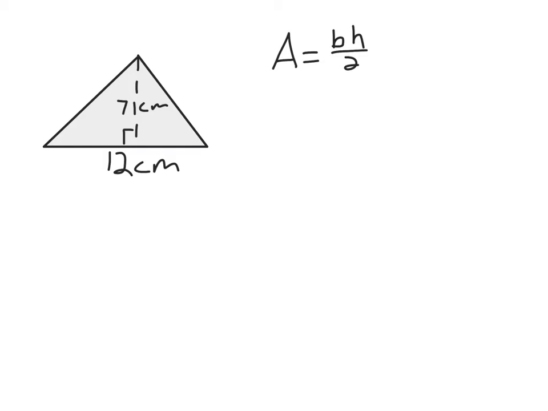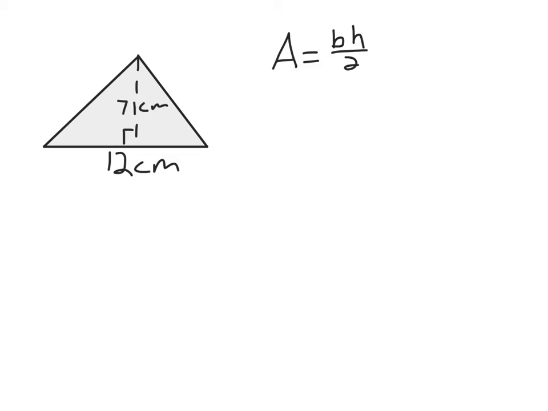So the first step you have to do on all these problems is you need to write this formula. A stands for area equals BH over 2. When two letters are next to each other, that means they're being multiplied. So this means B times H, or base times height. The fraction bar means divide, and there's a 2 underneath. So we're dividing the product of the base times the height by 2.